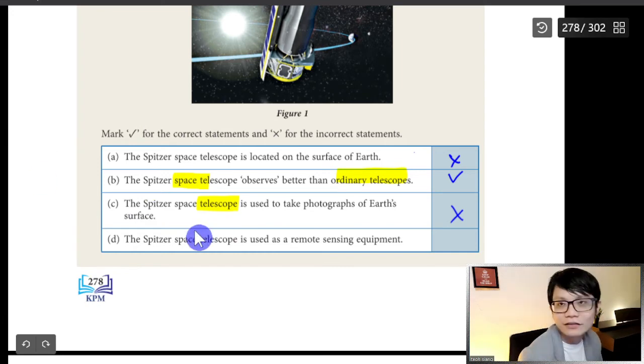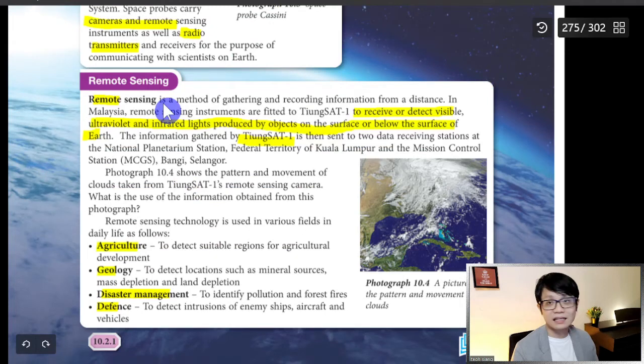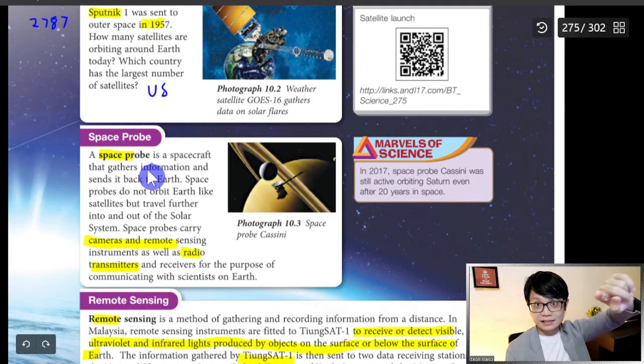Of course you need a telescope to see things on Earth, but when we talk about a space telescope, you want to see very, very far. We don't want to see the Earth. If you want to see the Earth, probably what you want to use is a remote sensing satellite. Not to be confused with a space telescope. They are different, okay? Remote sensing is to see the Earth. A space probe is to go to other planets and see other planets.